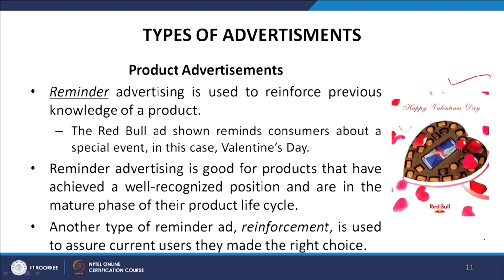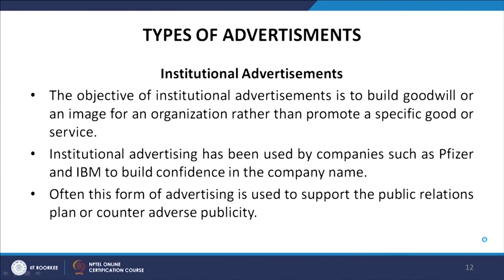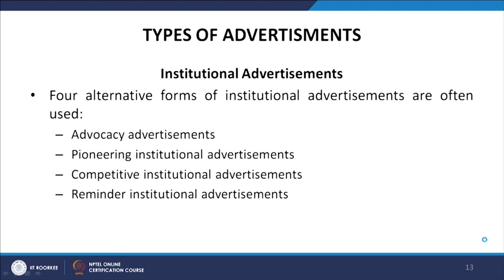Now let us look at what institutional advertisement is about. The objective of institutional advertisement is to build goodwill or an image for an organization rather than promote a specific good or service. Institutional advertising has been used by companies such as Pfizer and IBM to build confidence in the company's name. Often this form of advertisement is used to support the public relations plan or counter adverse publicity.